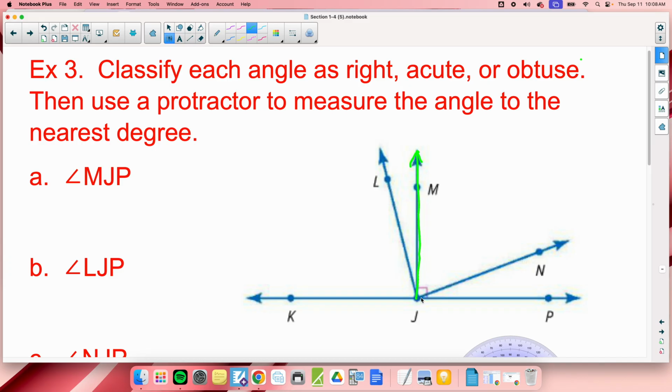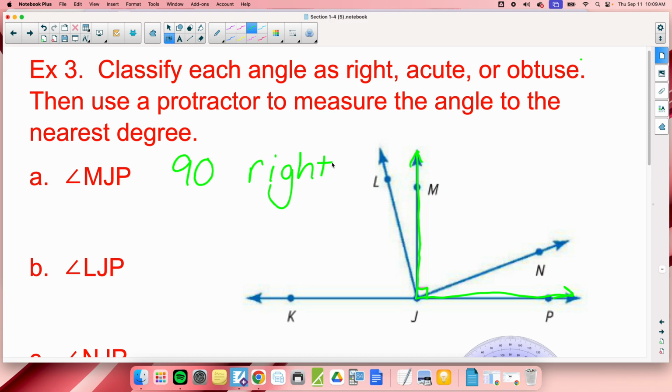One thing I did not mention on the prior page is a right angle always has a little box in the corner. So that one has that box in that corner, so that tells us it's 90 degrees. We don't even have to measure it. So for this one, we can say 90 and that it's a right angle.